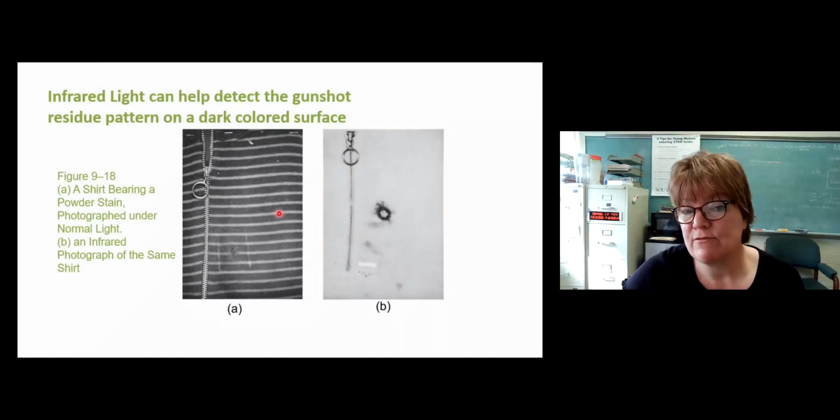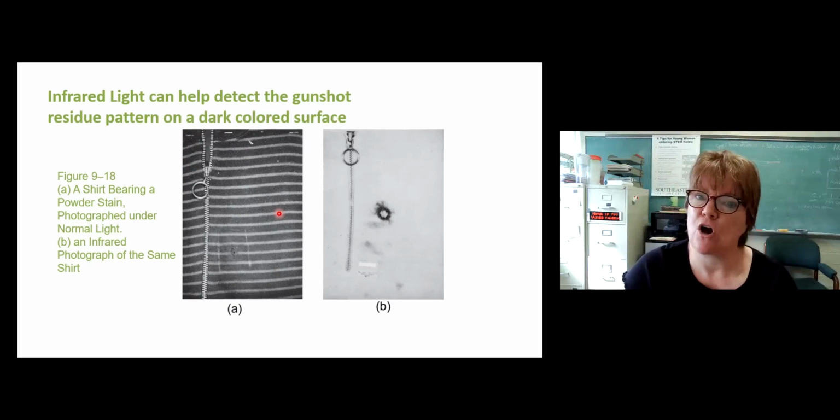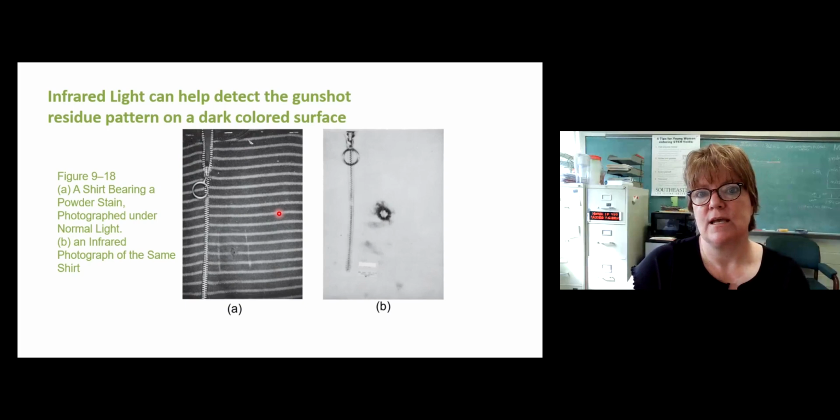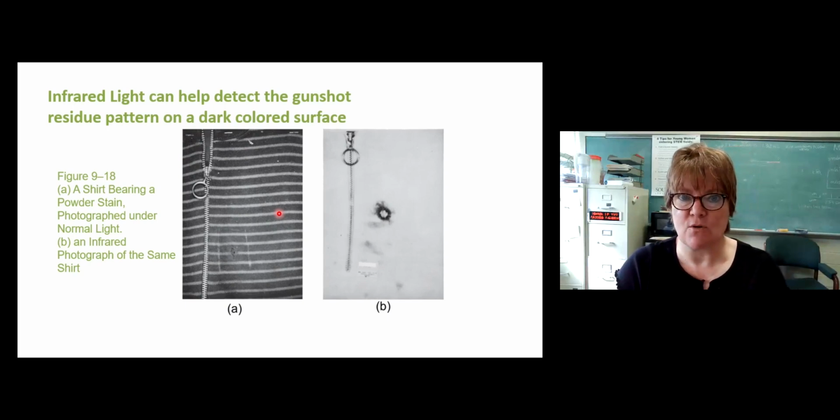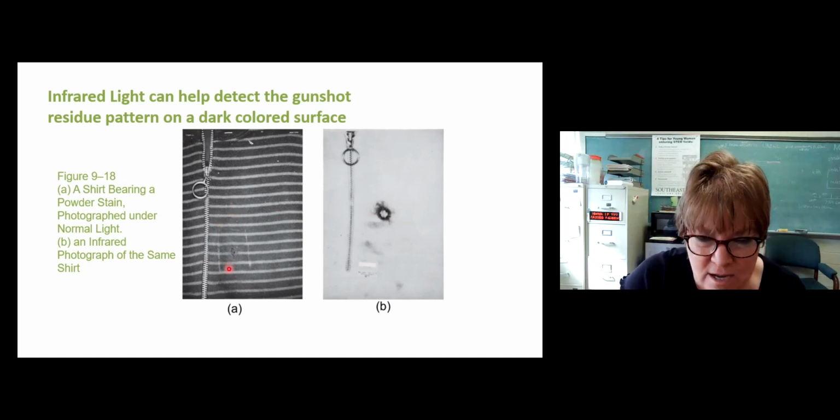I can also use infrared light. It turns out some of these chemicals will show up in infrared light, especially if someone is wearing dark clothing and I can't really see any gunshot residue. If I put an infrared light on it, I now can see it. You really can't see this here. I think it might have been here. I think that's what this chalk border is saying, this is where it is. And this is looking at it a little bit closer up.